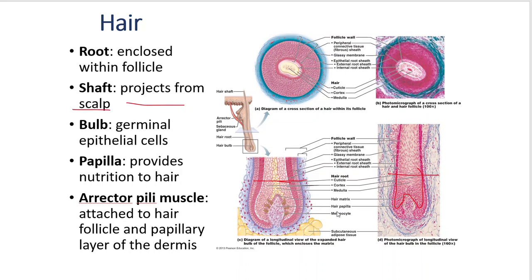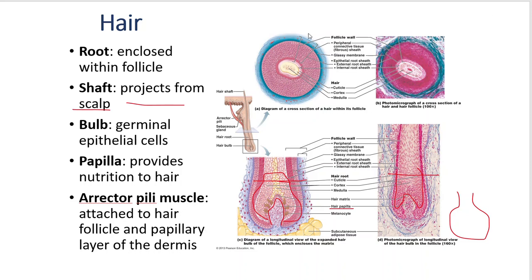The bulb will be right here, the hair papilla. There's the matrix, the melanocytes. Bulb is going to be right here. It's that rounded part that is actually enclosing the root. Papilla is this area right here. You can see how it's kind of shaped like that. That's where the hair cells get their nutrition. And then erector pili muscle we've talked about.